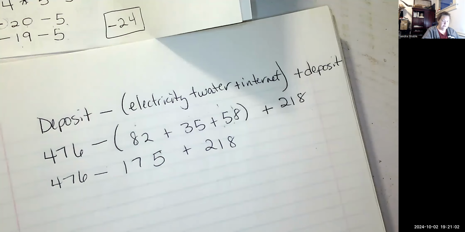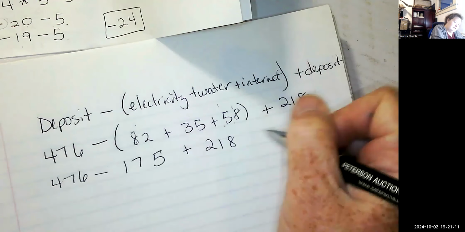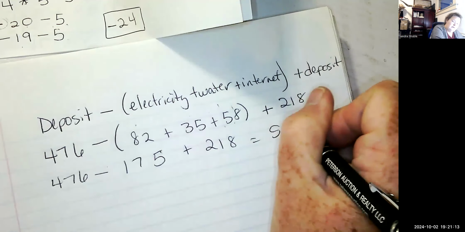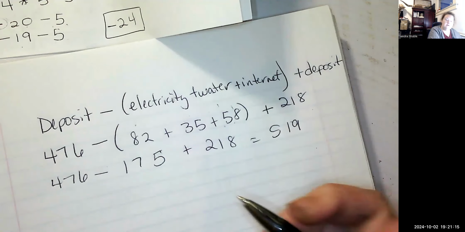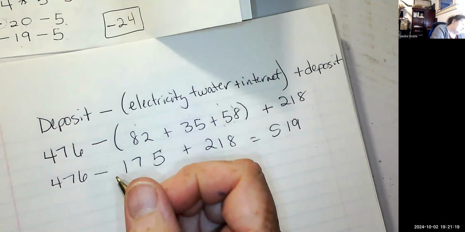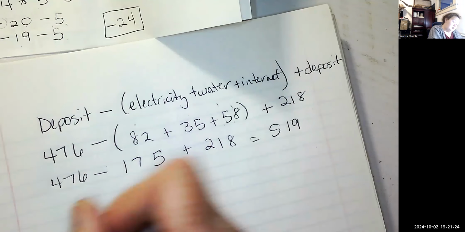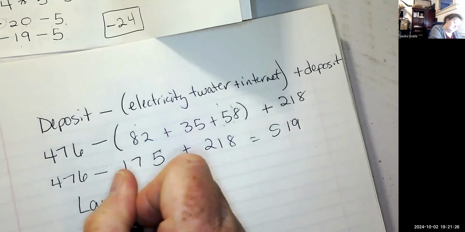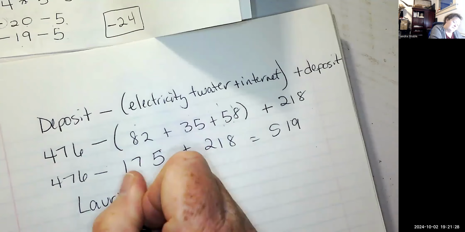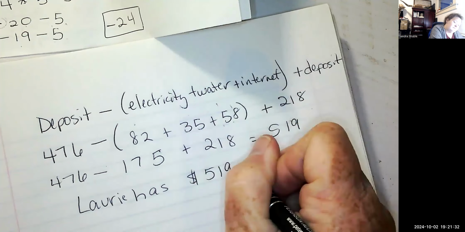Okay, it's 476 minus 175 plus 218. It's 519. So the answer is the question. Well, let's find out what the question was. How much money does Lori have in her account now? Lori has, don't forget your dollar sign, $519.